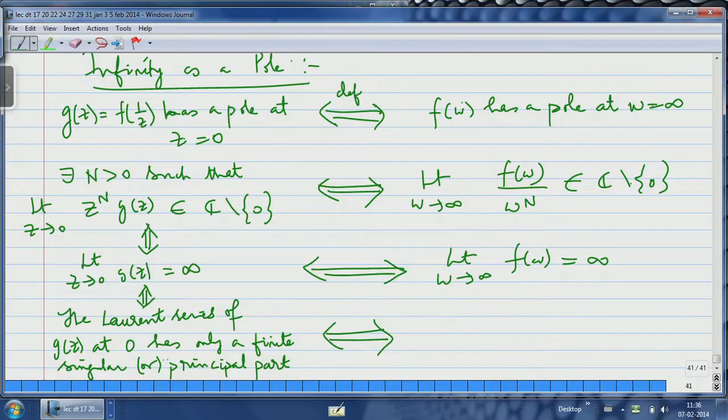And coming to this last condition on the left, which is that the Laurent series of G at 0 has only a finite singular or principal part, what will that translate to? It will translate to the fact that the singular part of the Laurent series of f at infinity will have only finitely many terms. But mind you, the singular part of a function at infinity is supposed to be the part that consists of positive powers of the variable.